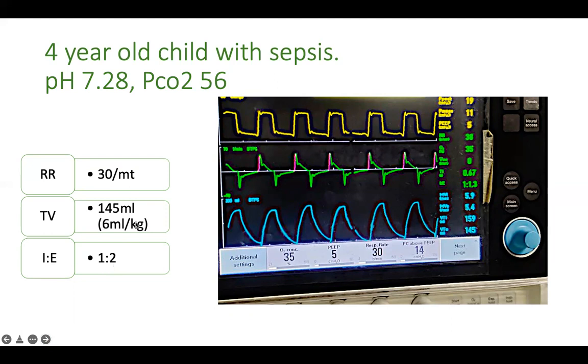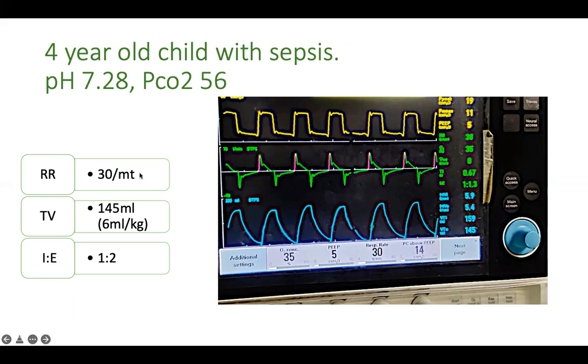Now, should I increase the tidal volume? No. I'm happy with 6 ml per kg tidal volume because this child is grossly edematous and already requiring quite a high pressure to get that 6 ml per kg tidal volume. So I'm happy with 6 ml per kg.